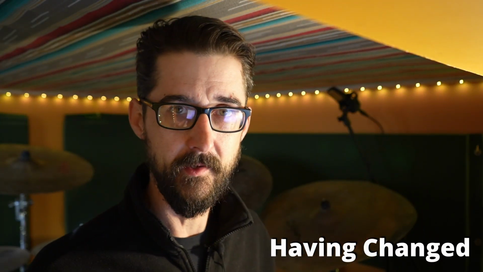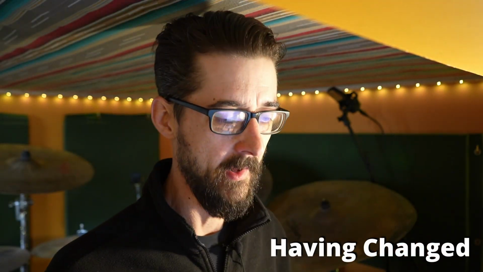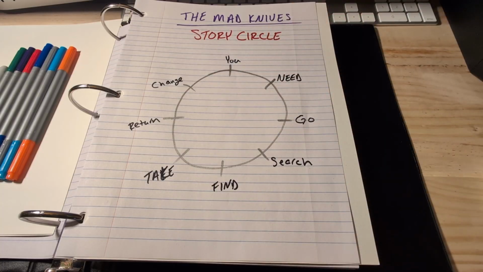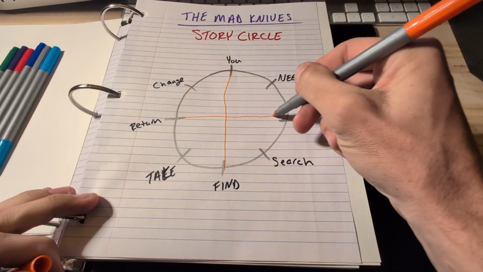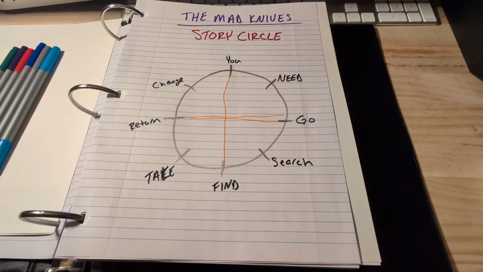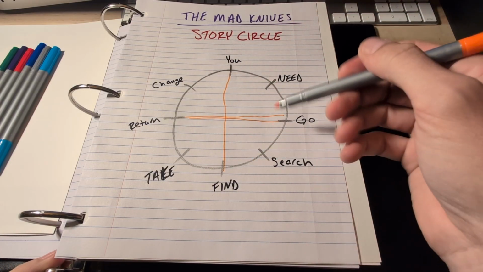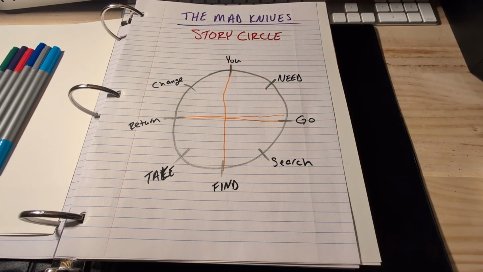So the idea is that the characters return home having changed from the experiences that happened in the bottom half of the circle here. This is a very basic outline. I've seen people go far more in depth with this and split it left to right and top to bottom, and give some guidelines about whether you're in the top of the circle or the bottom of the circle or the right hand side or the left hand side. There are people far more talented and experienced in writing than I who have really good videos going over better ways to use this. This is just the basics.